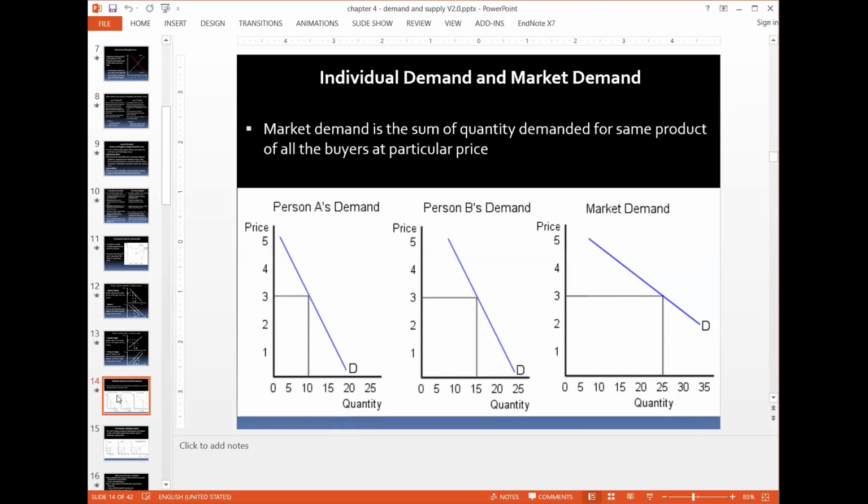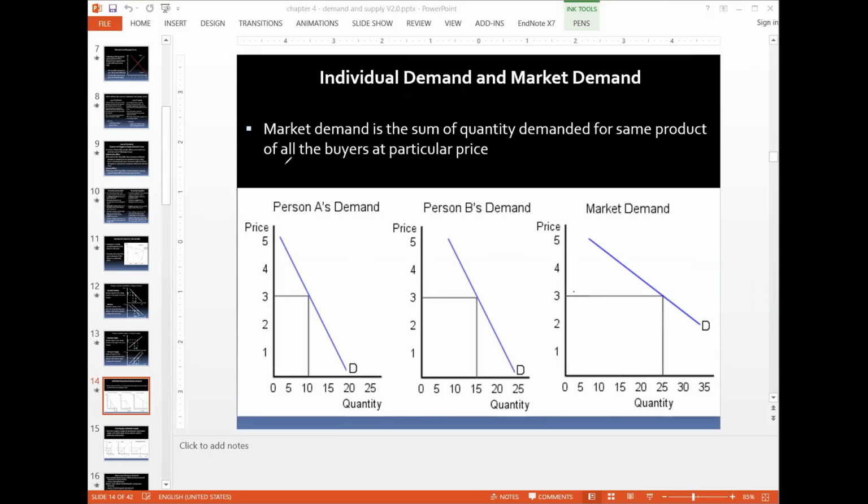In the previous class, we talked about the concept of demand and supply, and we differentiated between different concepts of demand and supply, and then differentiated between quantity demanded and quantity supplied. Now we'll start with another topic, that is the difference between individual demand and market demand.